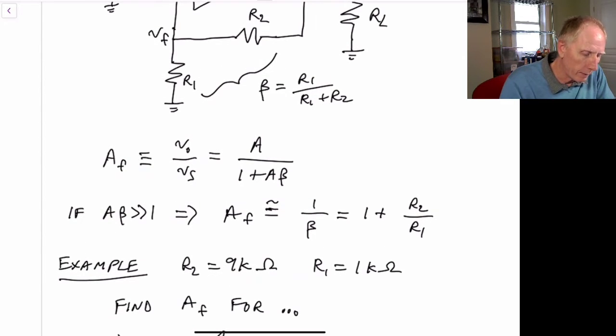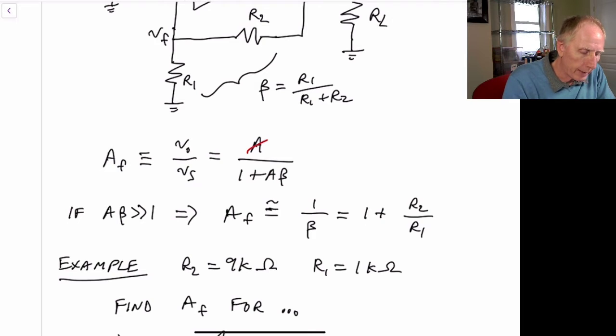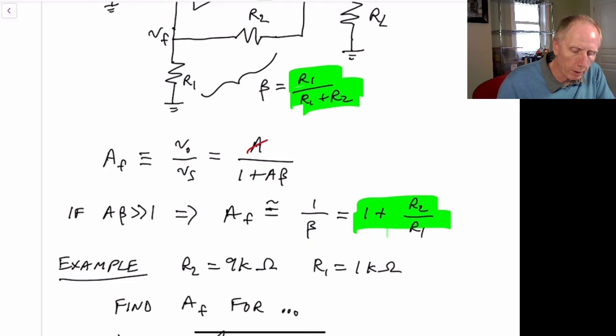And then we can see that if A beta is much greater than 1, we can ignore the 1 term. So we would have A divided by A beta, and the A's would cancel out. So the closed loop gain is equal to 1 over beta as A beta becomes very, very large. And because of beta given by this equation, 1 over beta is equal to 1 plus R2 divided by R1. So that's our classical result for a non-inverting op-amp amplifier.